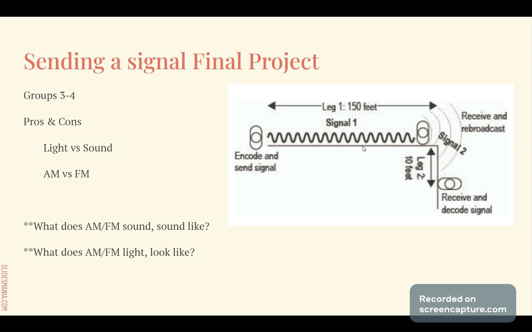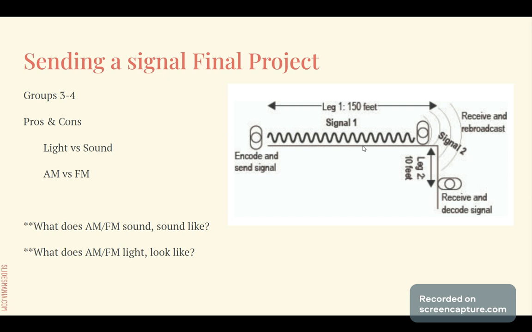What sound is really good at is bouncing around a corner. So in the second part of the signal sending, when you're sending signal 2, that second leg of the journey has to go around a corner. Light doesn't go around corners very well, but sound does. And because it's only 10 feet, it doesn't matter that sound doesn't travel very far, because you don't need it to go very far. So that's the benefit of looking at it in terms of that.